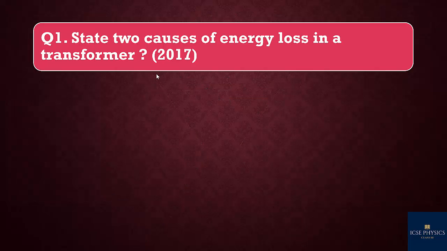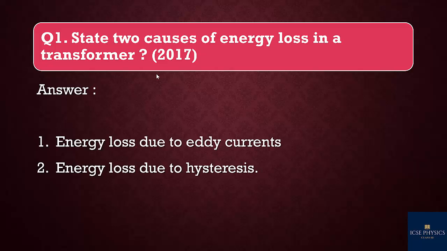Question number 1. State two causes of energy loss in a transformer. This has come in ICSE 2017. So what's the answer? 1. Energy loss due to eddy currents. Second, energy loss due to hysteresis.